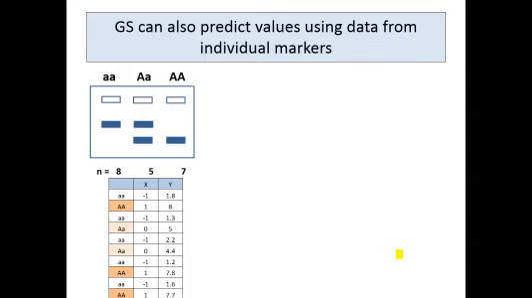You can also use genomic selection to predict values of individuals based on data from individual markers. And I'll show you an example of that here. Let's say we have a particular marker, and I'm just showing it diagrammatically here as if it's scored on a gel. Individuals are small a, or they're heterozygotes, or they're large A. And let's just say we have a population, 8 of them are small a, 7 of them are large A, and they've all been phenotyped. And here's their phenotypic data there in this column headed by Y.